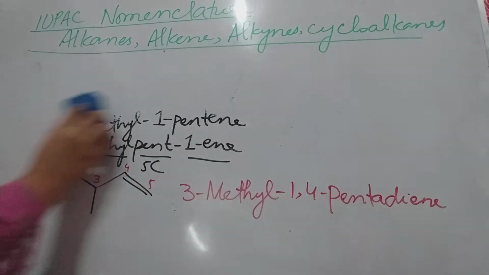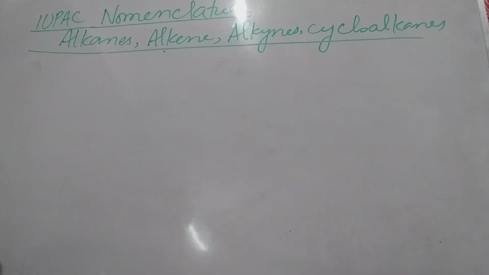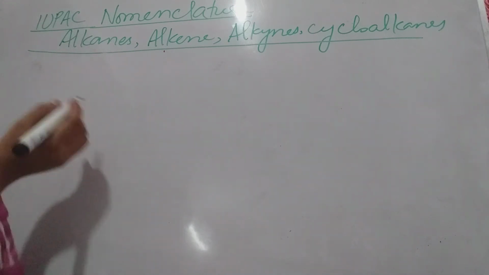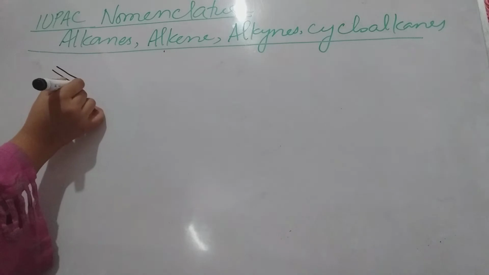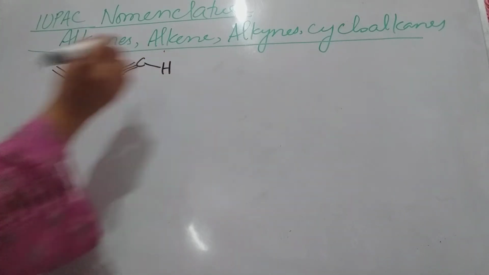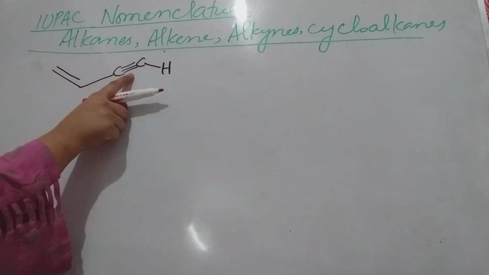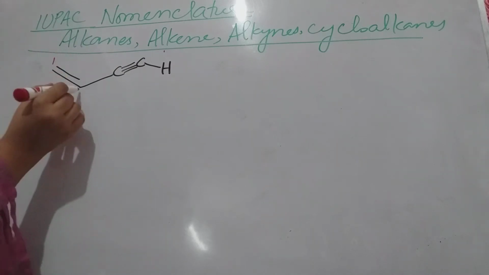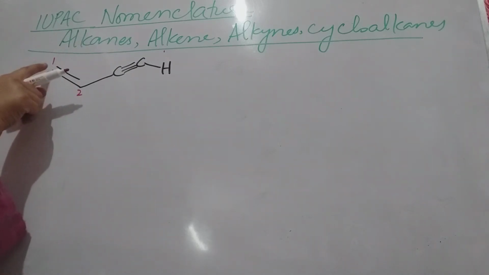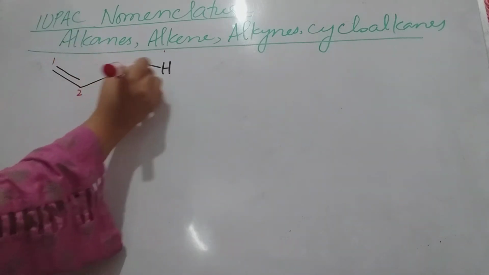Next example for the nomenclature is this compound, C triple bond CH. Got it? So you have at the terminal position a double bond and a triple bond. You must start numbering from here, because whenever a system contains both a double bond and a triple bond, always give preference to the double bond. 1 2 3 and 4.